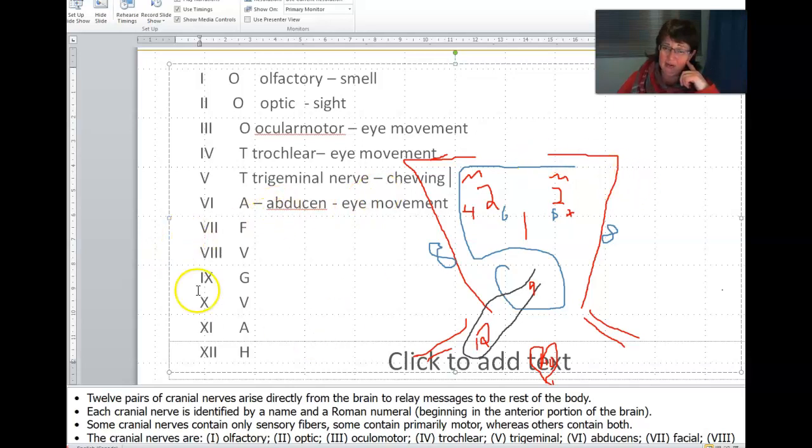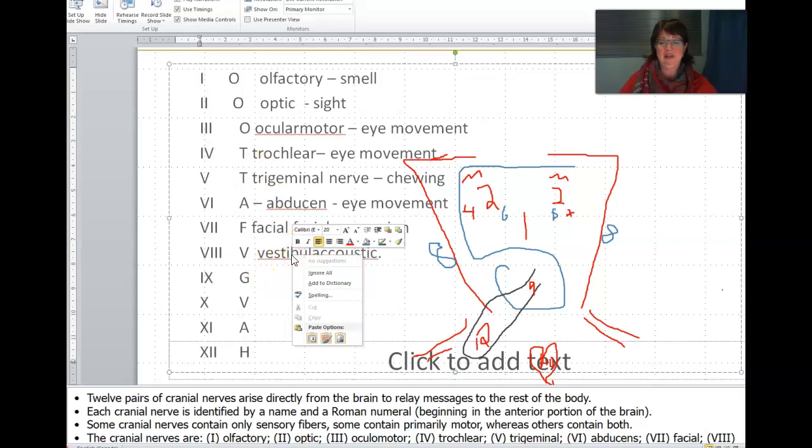Okay. 7, we made our face. So that is the facial nerve, and it controls facial expression. 8 is on the ears, but the ear is used for equilibrium from the vestibule. And then acoustic. Acoustic. Good thing this is multiple choice. Vestibular, acoustic.